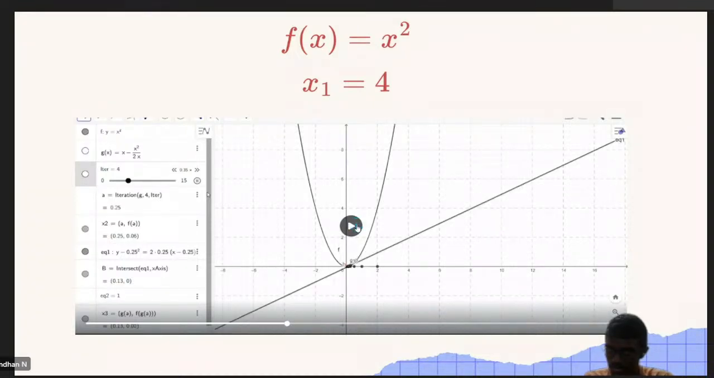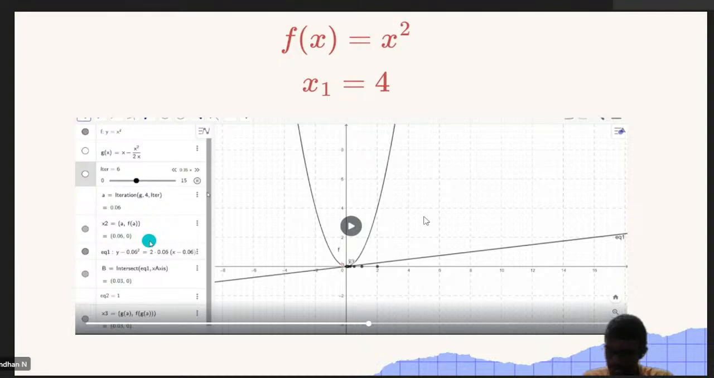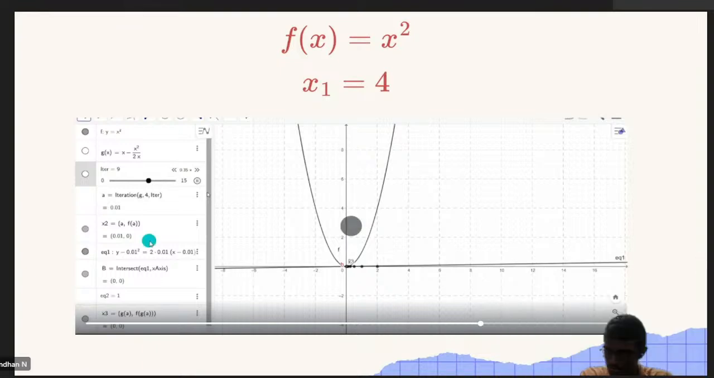First, what is the solution? We know that for x squared equal to 0, x equal to 0 is a solution. Let's see what happens. Now it goes to 0.13. The current point is 0.25. Next, it goes to 0.06, 0. Of course, it came so close to 0. And 0.03, 0.02, 0.01. And yeah, we ended up with a solution of 0.0, 0 in just 10 iterations.